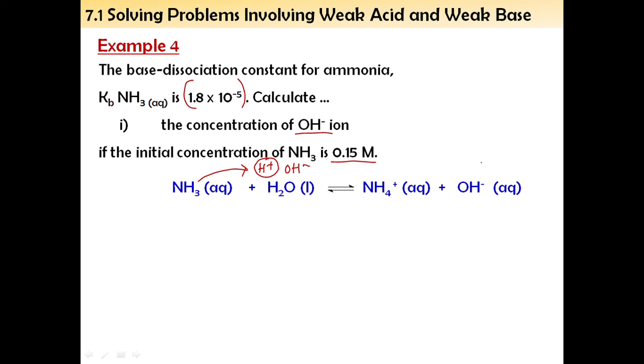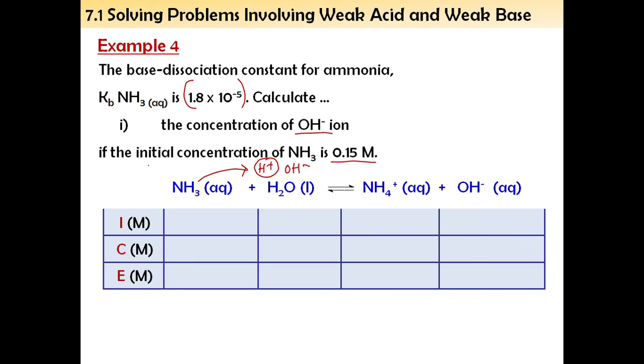Okay, so next is the ice table. I'm going to substitute the value. So initial NH3 0.15. This is dash, tak masuk liquid, kosong dan kosong. Okay, change negative X, positive X dan positive X. 0.15 minus X. This one is X and X. Okay, settle. Boleh?